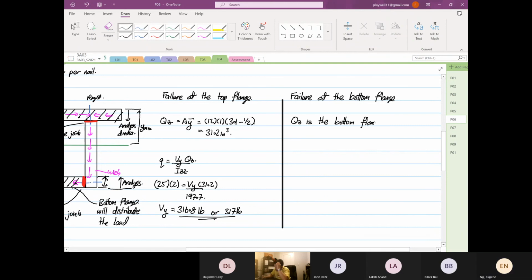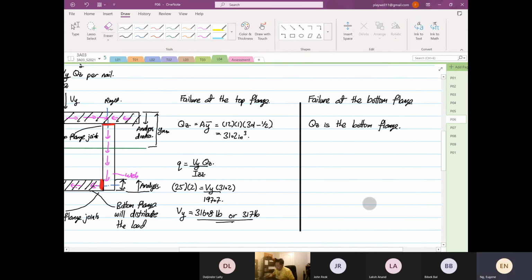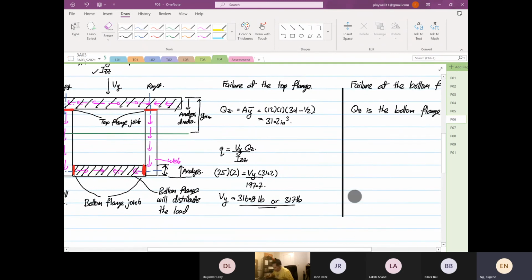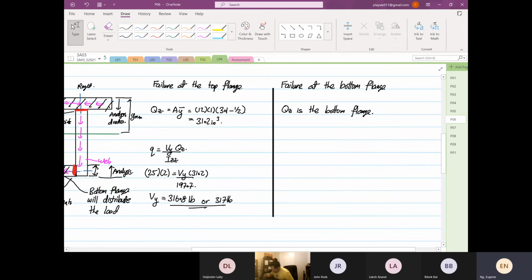Some of you will ask me, Eugene, why don't we consider the web? Why don't we? Because for the shear flow to be transmitted from the flange, you have to go to the fastener. Okay, only for that reason. Remember, these four parts are made from separate parts. Okay, so from here, your Qz.